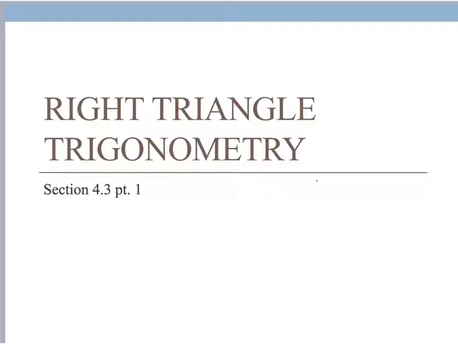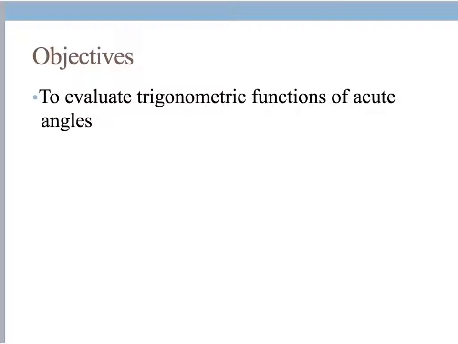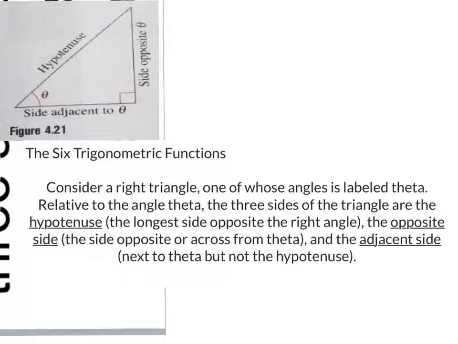Hey class, in today's lesson we're going to talk about right triangle trigonometry, which is found in section 4.3 part 1. Our objective is to evaluate trigonometric functions of acute angles. If you look at the figure in the upper left hand corner, we have an example of a right triangle. It says, consider a right triangle, one of whose angles is labeled theta. By the way, because I wasn't able to get this symbol on this program, theta is this symbol, okay?